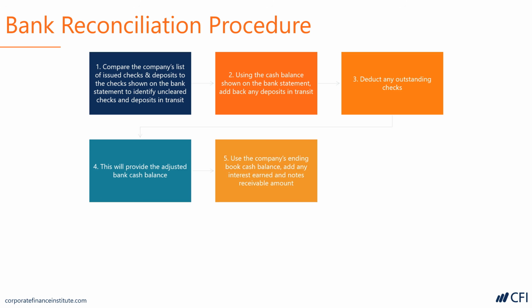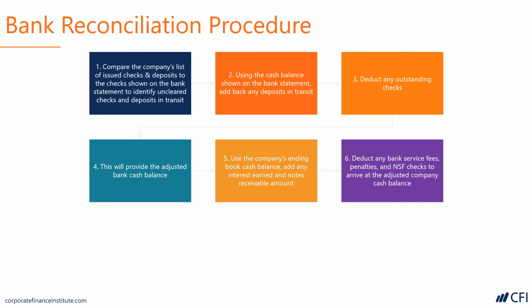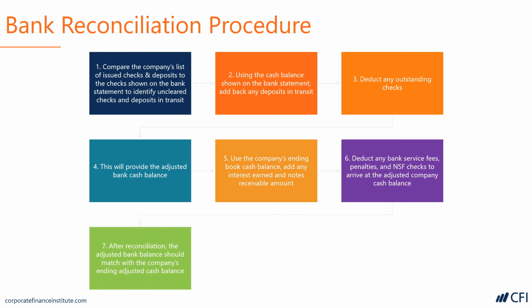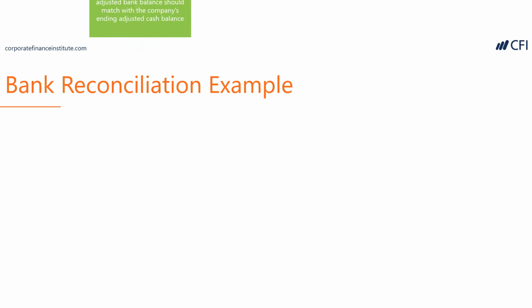Now, starting from a different point, you take the company's ending book cash balance, which is the company's cash balance on its balance sheet or its internal records, and then add back any interest earned and notes receivable, deduct bank fees or insufficient funds to arrive at the company's adjusted cash balance. After the reconciliation has been performed, the adjusted bank balance should match the company's ending cash balance.